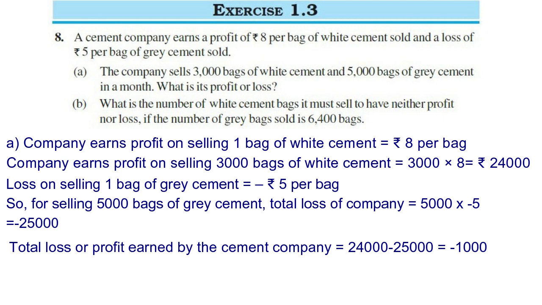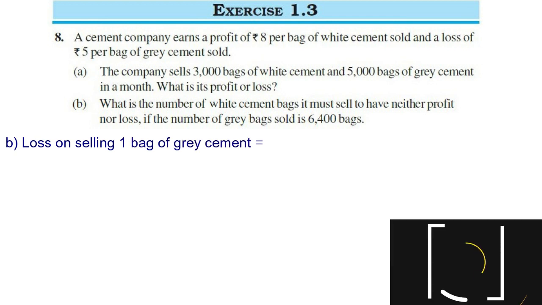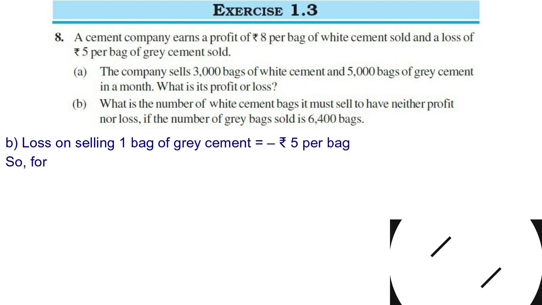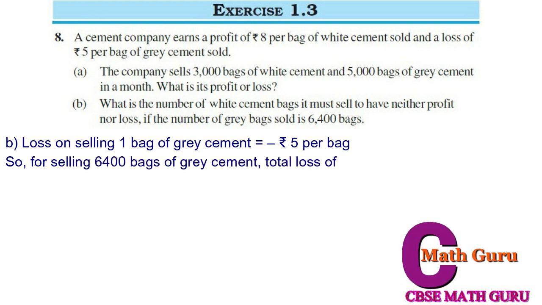Okay, go to the next question. What is the number of white cement bags it must sell to have neither profit nor loss, if the number of grey cement bags sold is 6,400 bags? So first we calculate the amount of loss for selling 6,400 bags of grey cement. According to the problem, for each grey cement bag sold, the company lost 5 rupees.